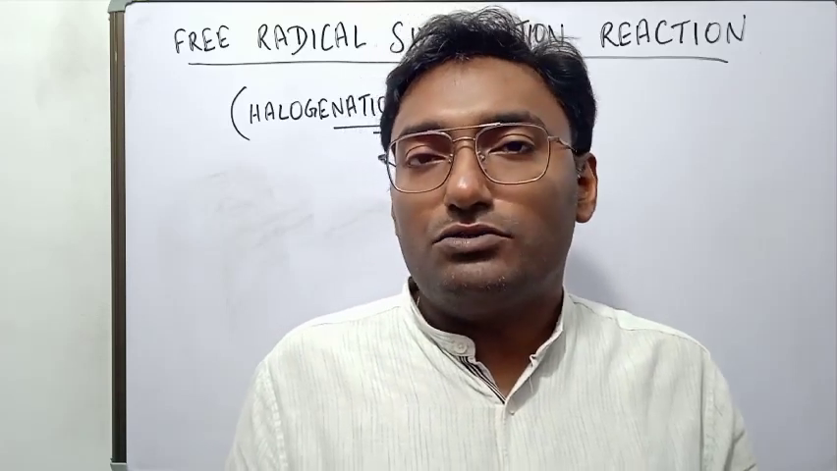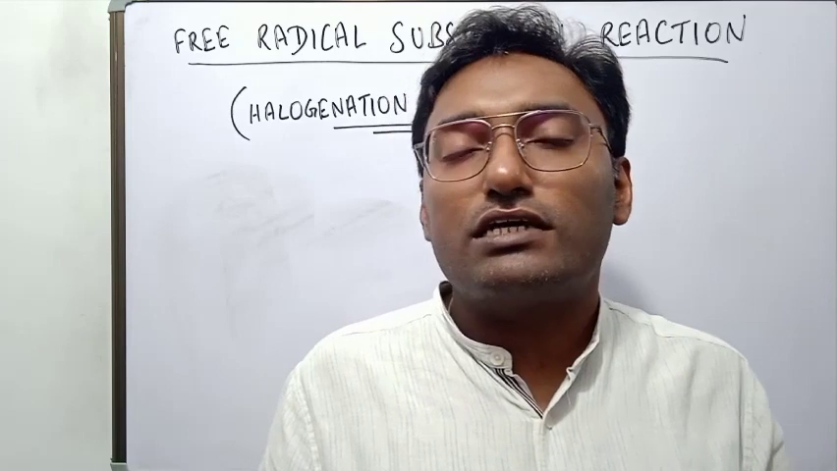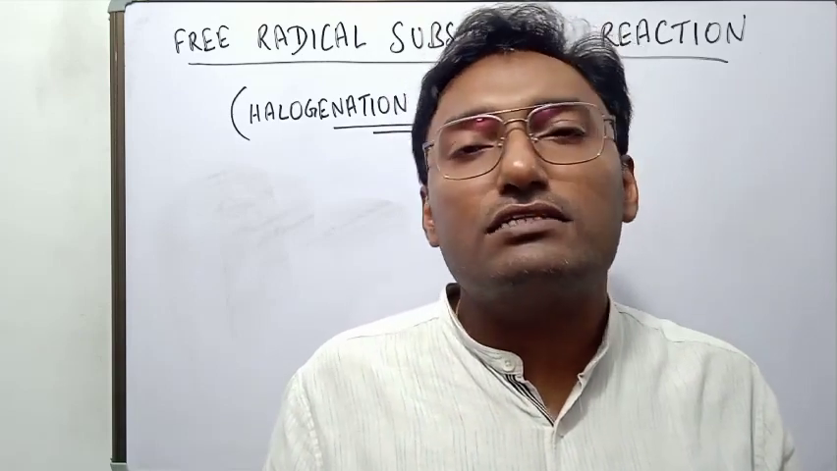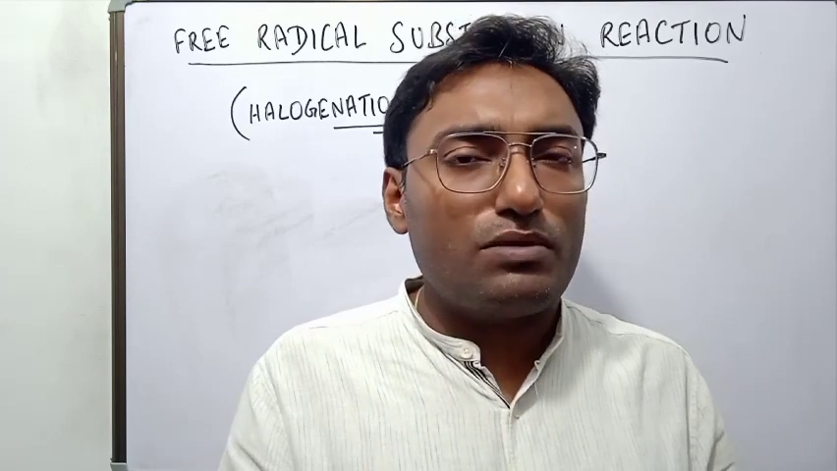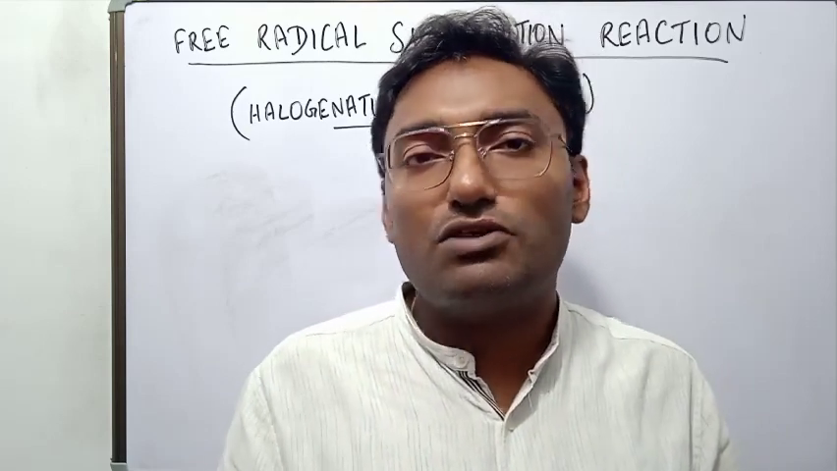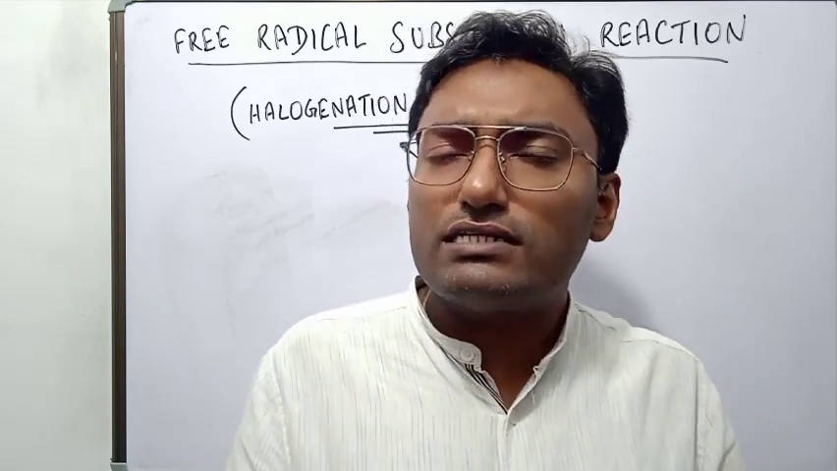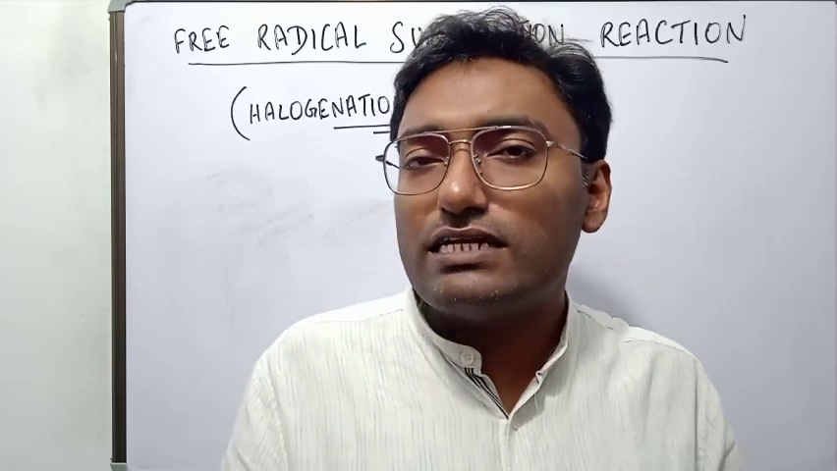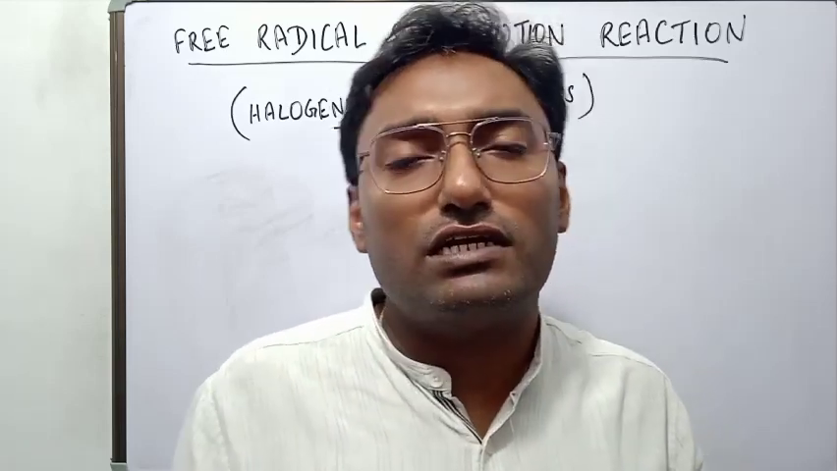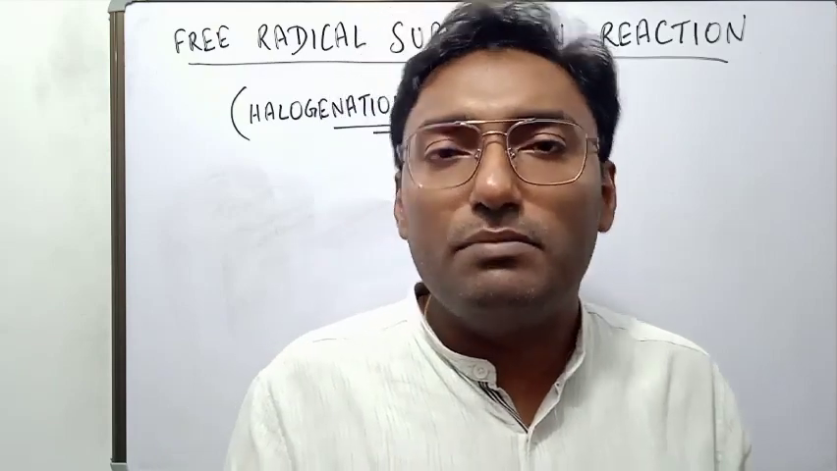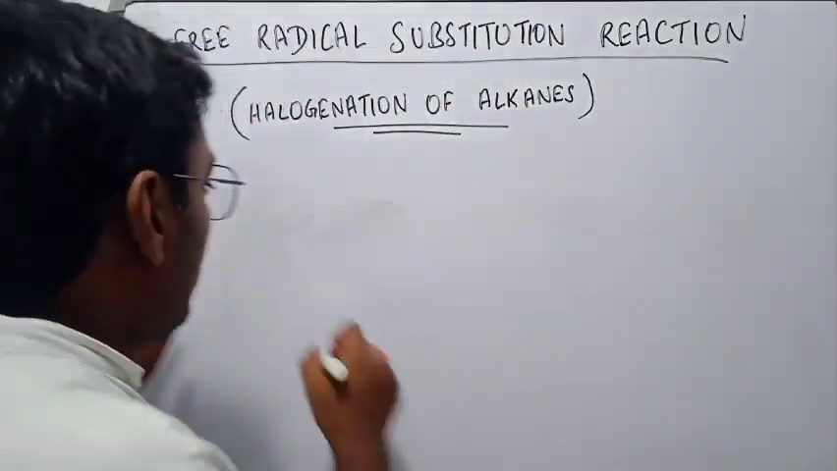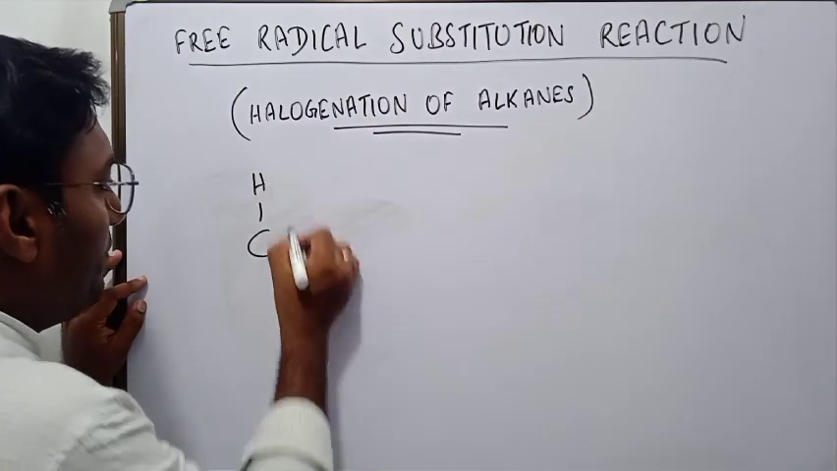Welcome. Dear students, today we are going to discuss the free radical substitution reaction of alkane. Free radical substitution mechanism is seen in halogenation of alkane. To understand the mechanism, to understand the reaction, let us first study the structure of the smallest member of alkane, that is methane. So here I am going to draw methane.